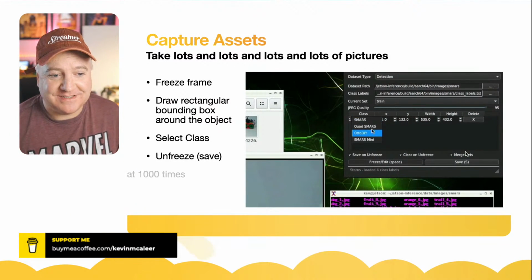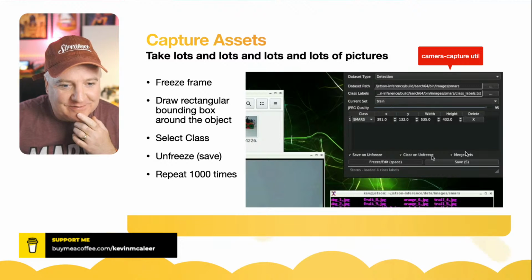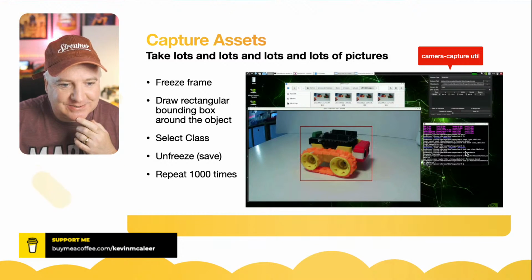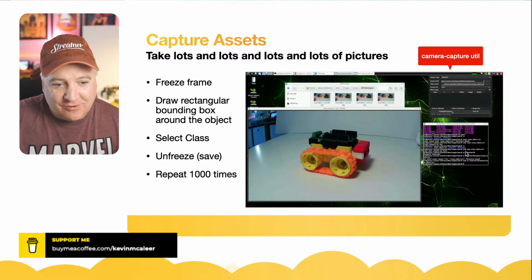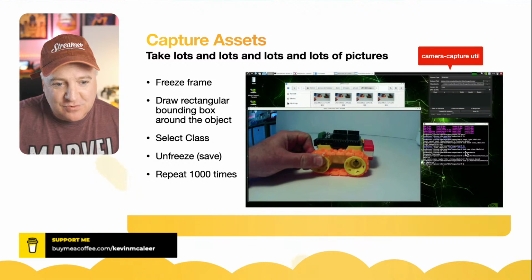So, asset capture. This is a small video of me capturing some images. You literally just draw a rectangle around the robot. You just move it in the scene.